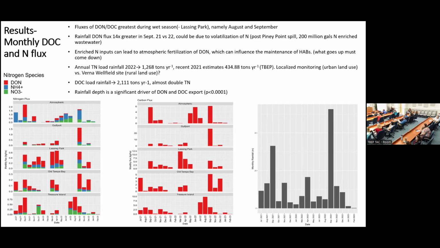So that could show maybe some localized monitoring sites could minimize those discrepancies, but that remains to be seen. In terms of DOC loads, rainfall is almost double that of total nitrogen. So we're getting considerable amounts of carbon and nitrogen from rainfall. We also found that rainfall depth was a significant driver of both DON and DOC export. So that has implications with climate change. If we're getting more rainfall intensity, we can hypothesize that some of that material will be exported.